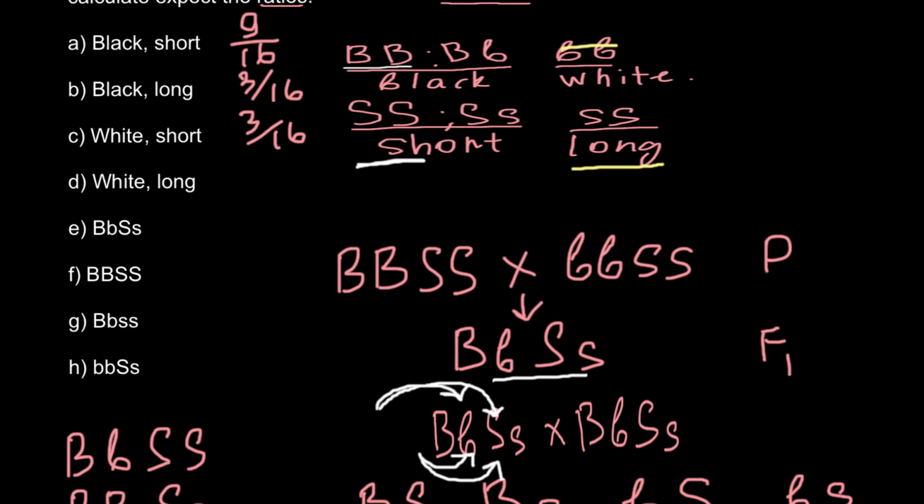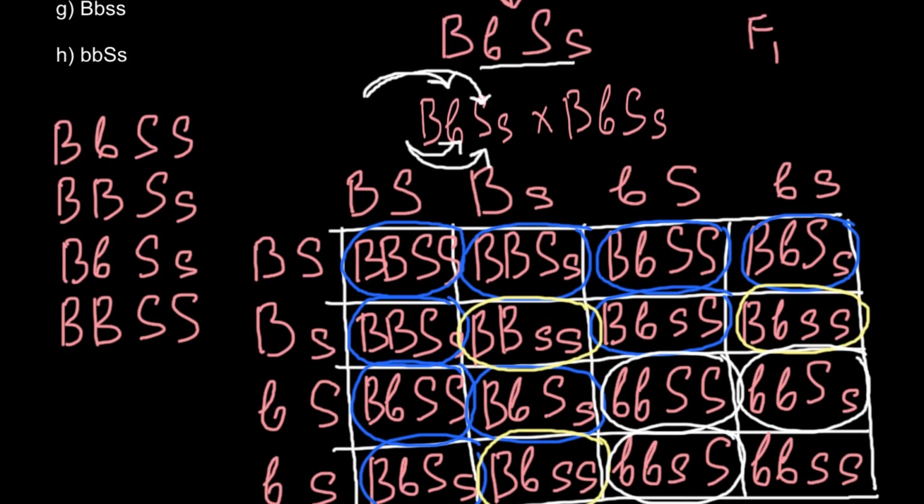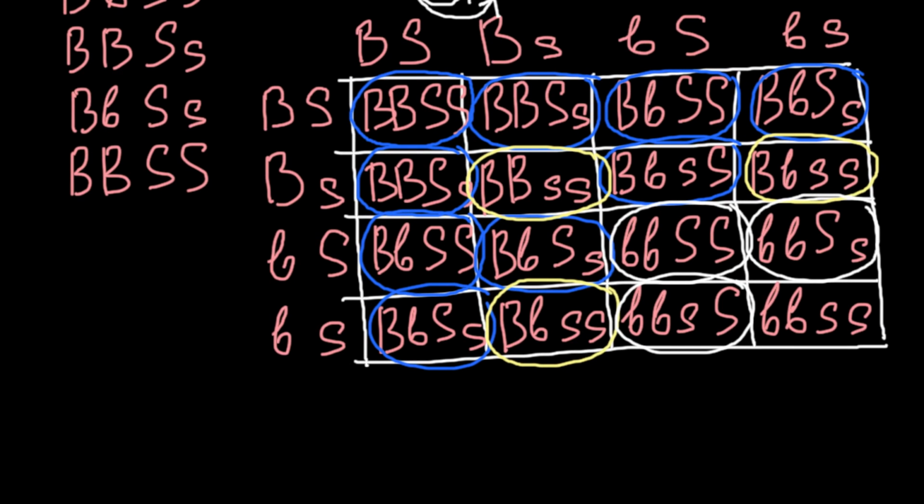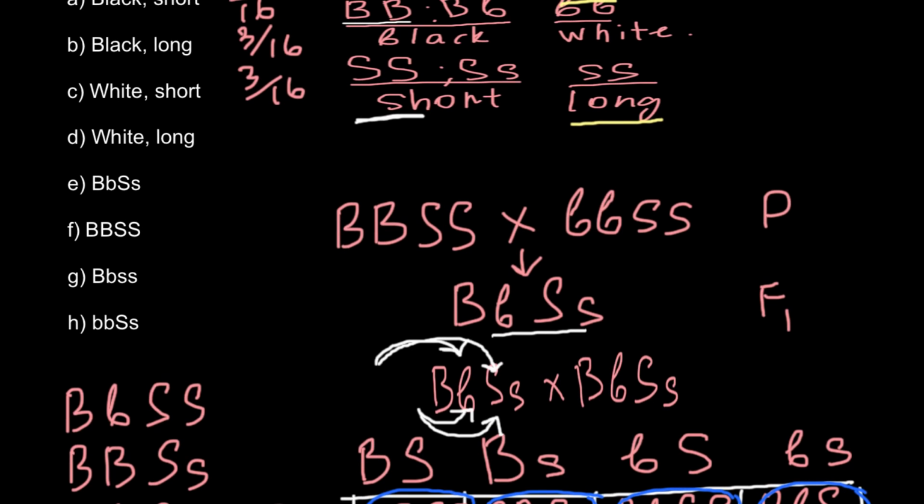Now we are looking for white and long-haired. So white would be small b, and long-haired would be small s. And there is only one such genotype here, and this is going to be small b, and small s, as you see. So this would be 1 out of 16. So this genotype would be 1 out of 16.